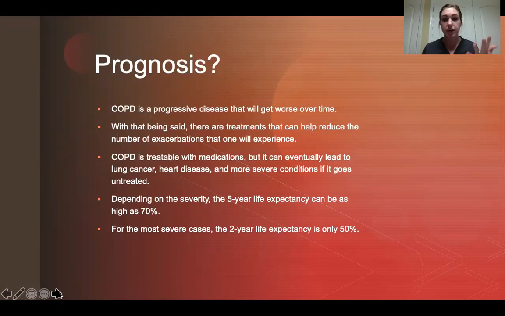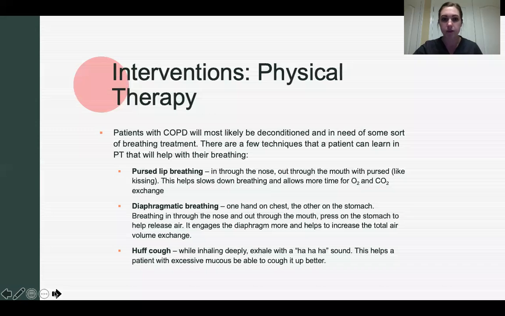Depending on the severity, the 5-year life expectancy can be as high as 70%. For more severe cases, the 2-year life expectancy is about 50%, so a lot less. So where physical therapy comes into play, we will do a lot of breathing treatments with these patients.